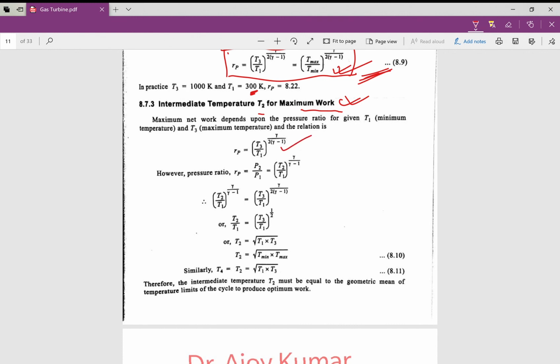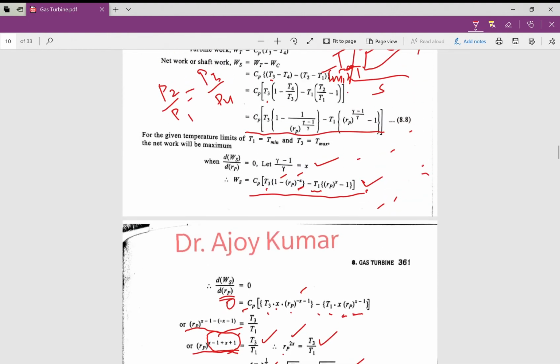So we know already the pressure ratio is coming like this. It is P2 upon P1, written in terms of T3 upon T1. And with this simplification, we can get T4, that is equal to T2, that is the square root of T1 and T3. So in this way, we can calculate the intermediate temperature. T4 is equal to T2.